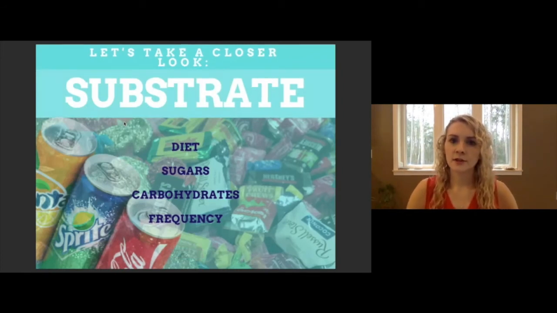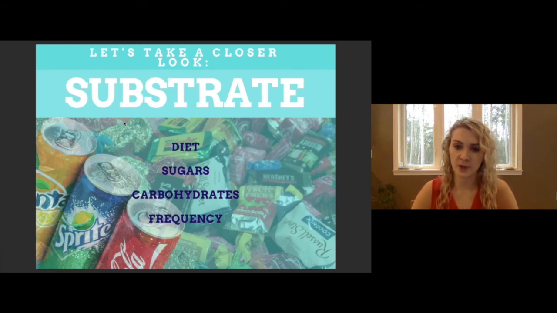So let's take a look at the substrate. And this includes the sugars, the diet, the carbohydrates, and even the frequency at which things are consumed. As you can see, candies, sodas, things like simple carbs like that are some of the biggest culprits in stimulating the caries process.